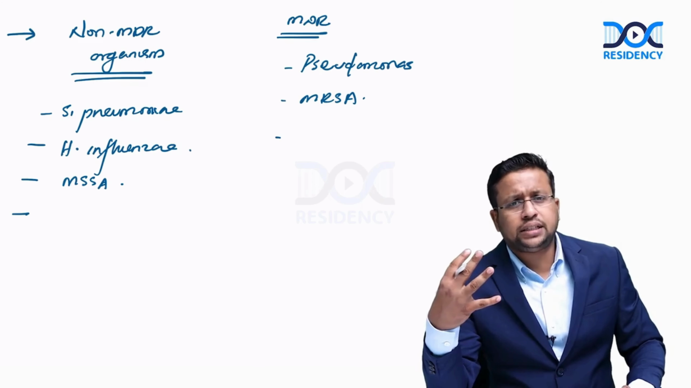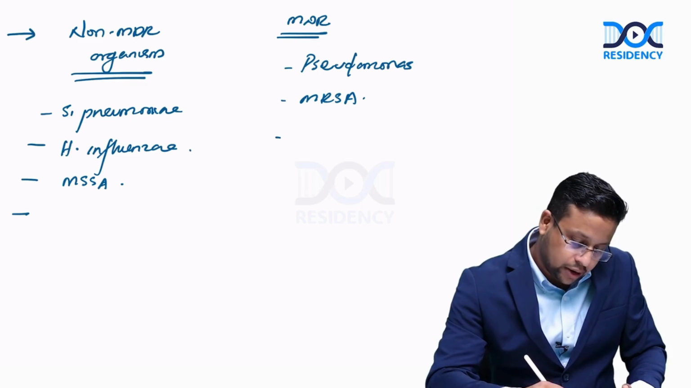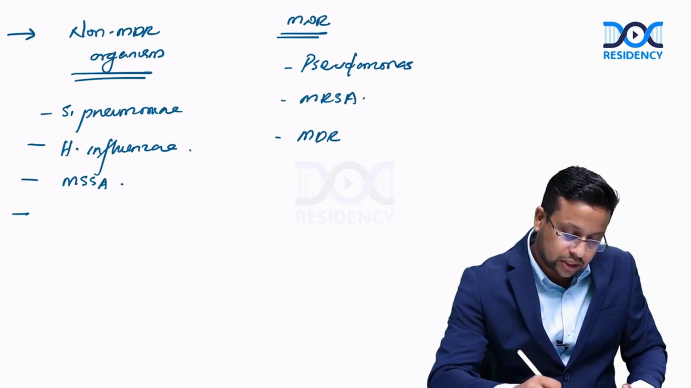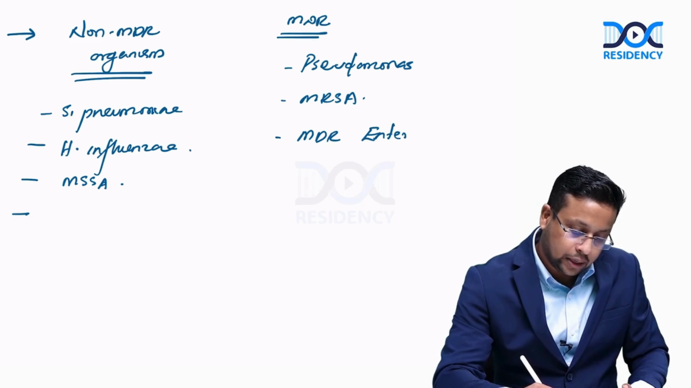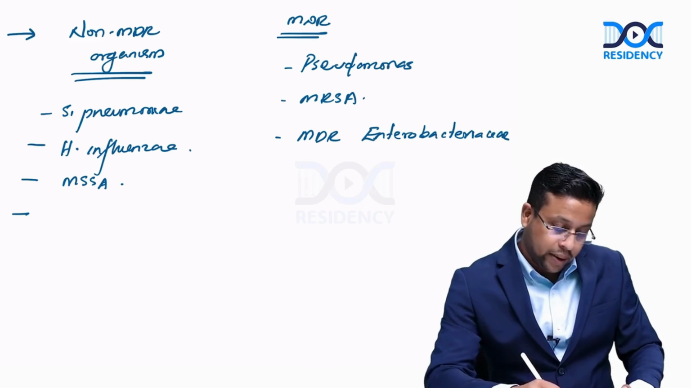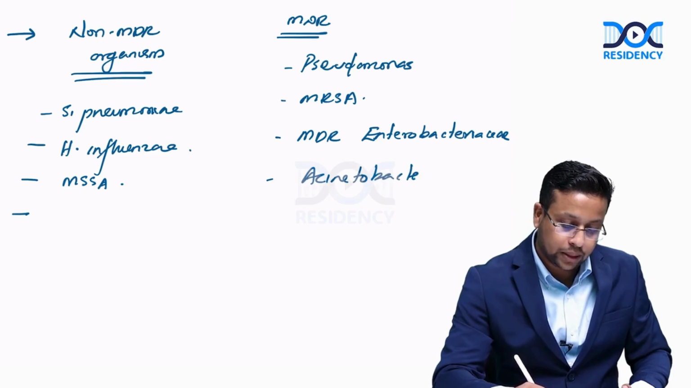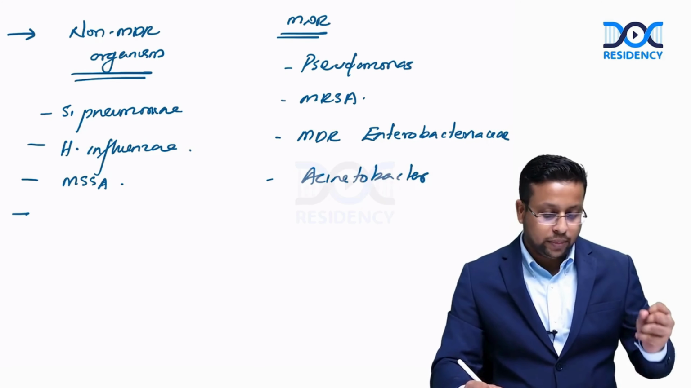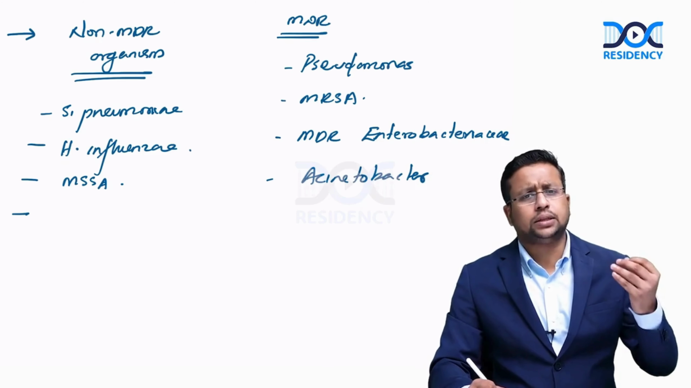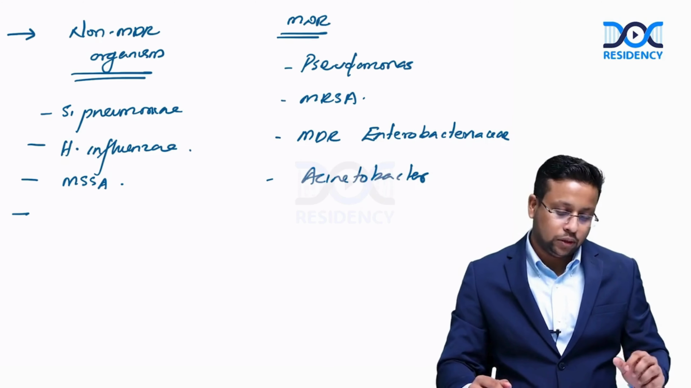Enterobacteriaceae includes Klebsiella, E. coli, etc. Okay. So, multi-drug resistant Enterobacteriaceae. Acinetobacter is another important cause, Acinetobacter baumannii. So, Acinetobacter, MDR Enterobacteriaceae, MRSA, Pseudomonas. These are all causes of ventilator-associated pneumonia.